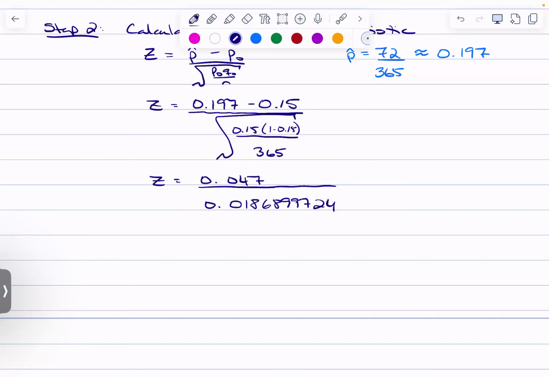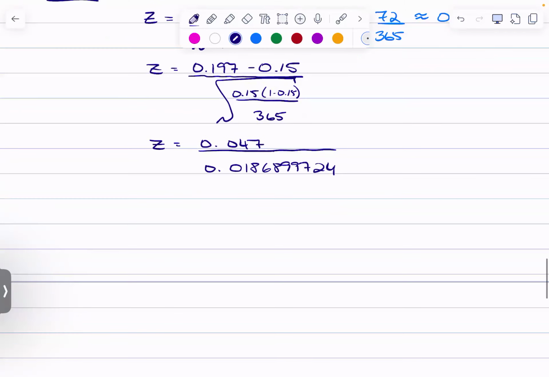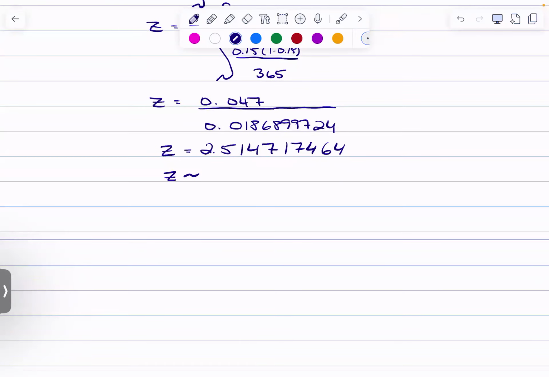So 0. Oh, phew. I was getting worried. I was worried my Z was going to be like 20 or something. But it's a very reasonable 2.514717464, or roughly 2.5. I don't know, let's just go for 1.5.